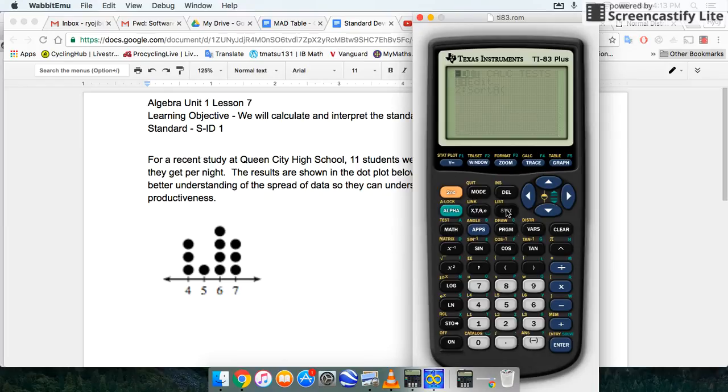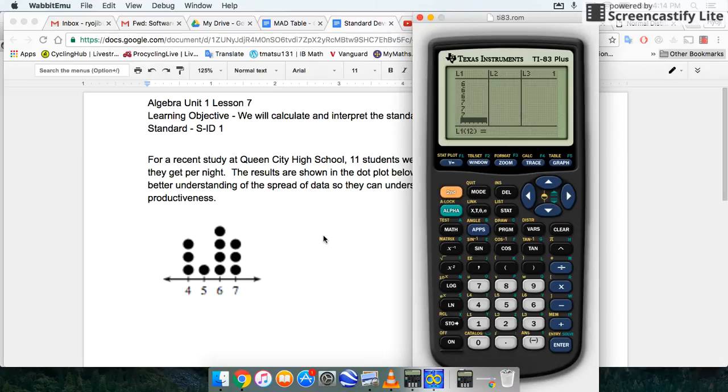All right, so what we're going to do on the graphing calculator, once you turn it on, is click Stat and then Edit. So enter, and then we just enter our values. Since this dot plot shows that we have a frequency of 3 4s, so 4 occurs 3 times, we're going to enter that 3 times. 5 occurs once, so we have 1 5. 6 occurs 4 times, so we have 4 6s. Then 7 occurs 3 times, so we have 3 7s.